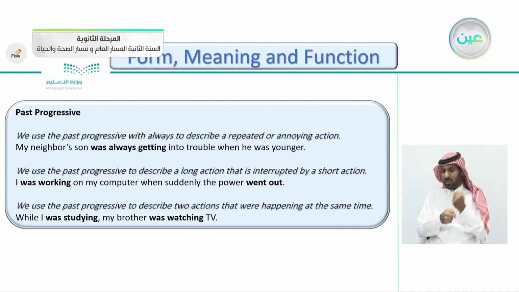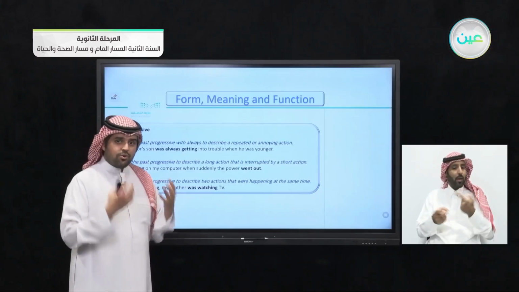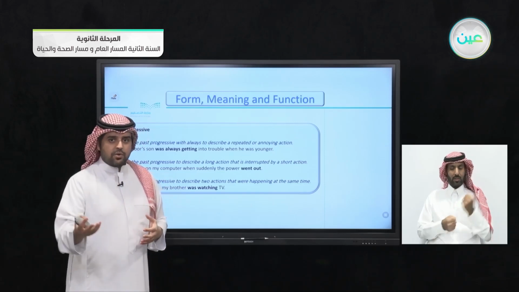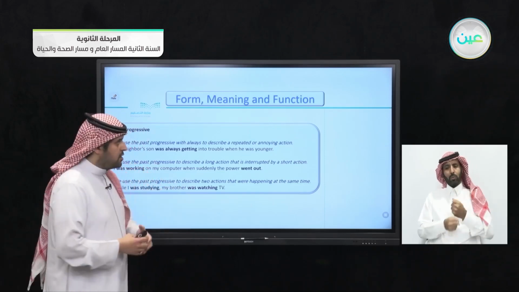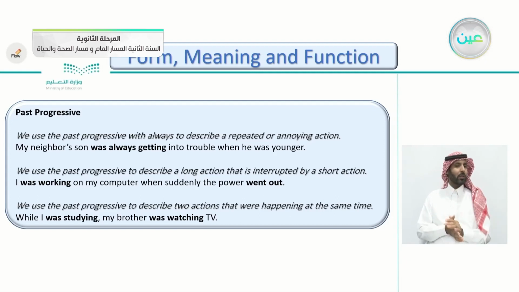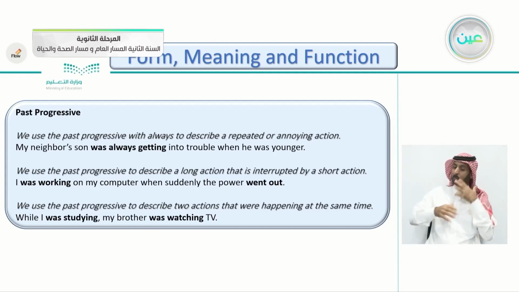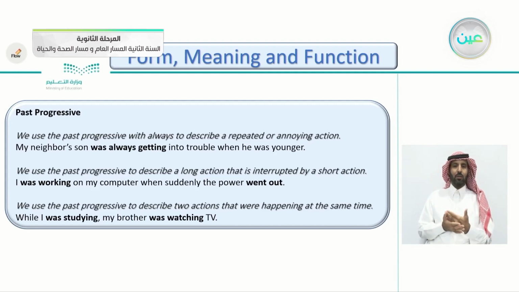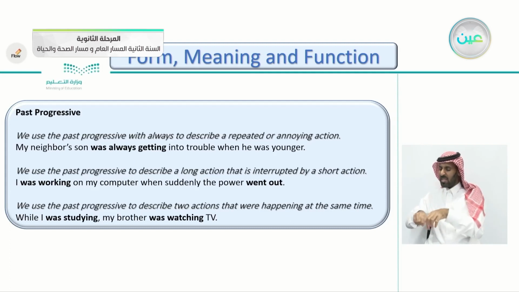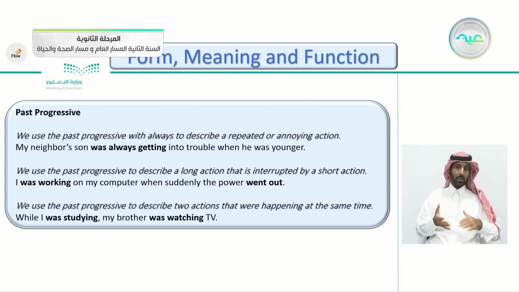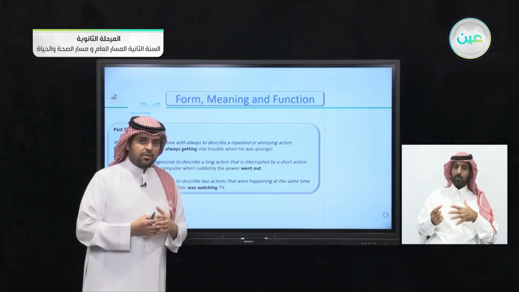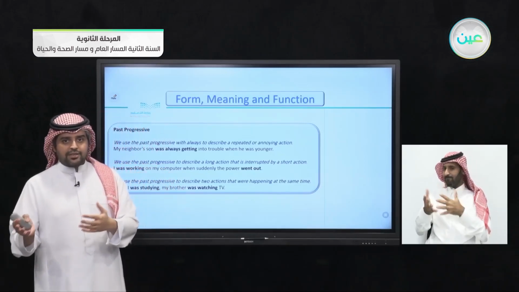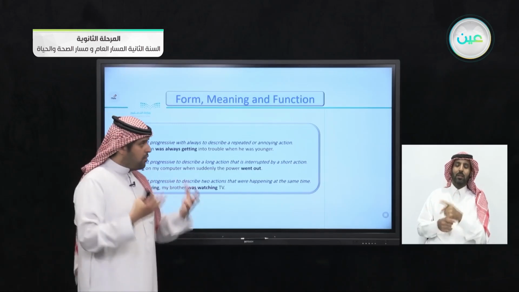We use "always" to describe an annoying action. You're always doing this. You're always doing that. You feel annoyed with him. My neighbor's son was always getting into trouble when he was younger. So this is an annoyance from someone. When you're annoyed with someone, you tell him, "You were always doing that to me." You say that with annoyance.